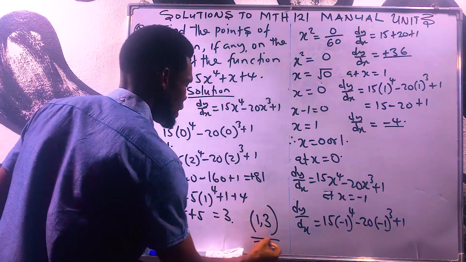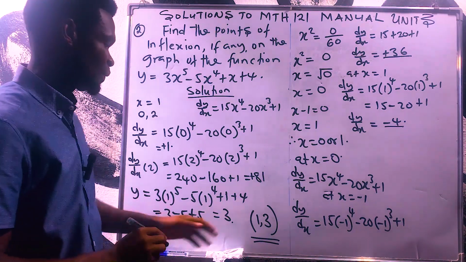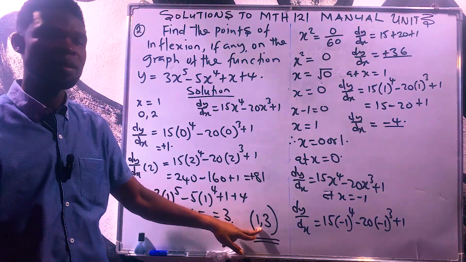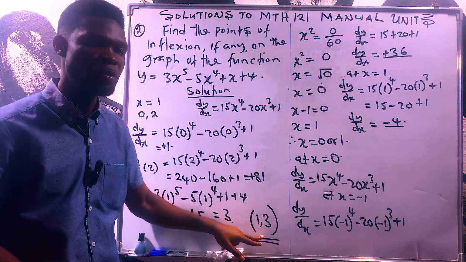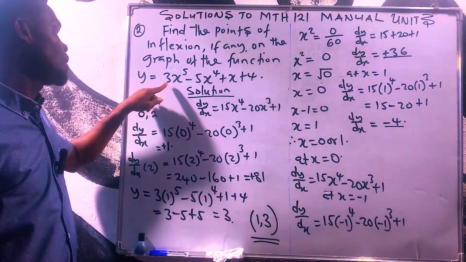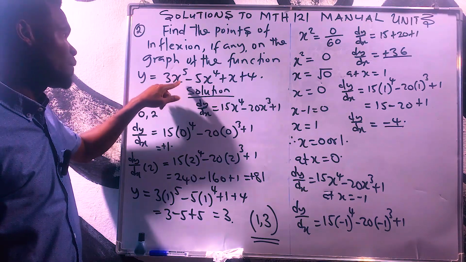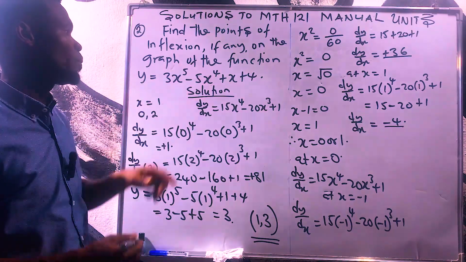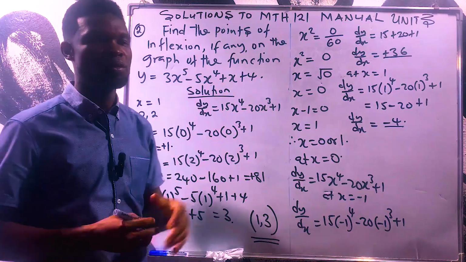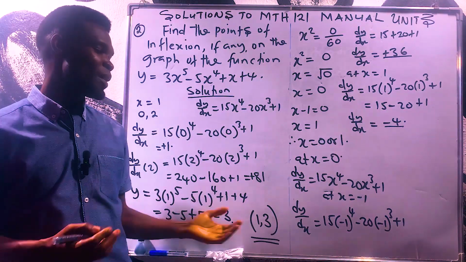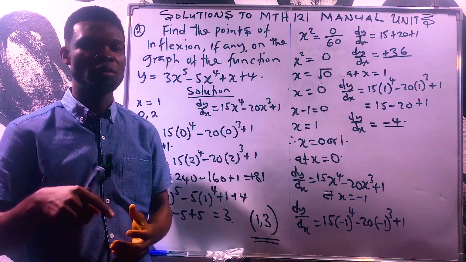So these are the points where the critical point occurs on the curve of the function y equals 3x raised to the power 5 minus 5x raised to the power of 4 plus x plus 4. So that's how to find the point of inflection on a curve.